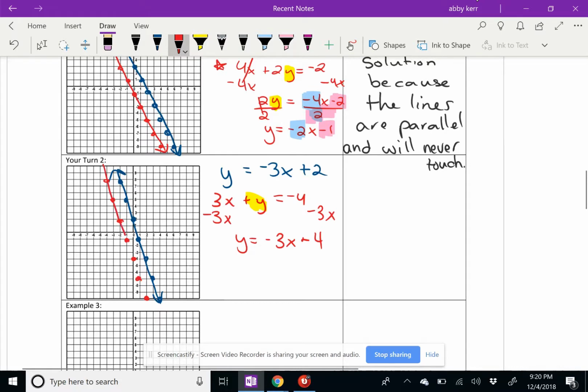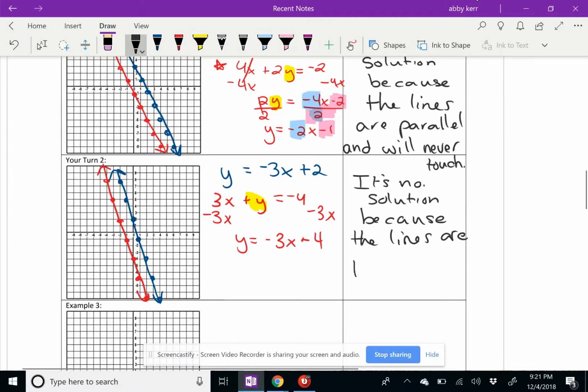And then you draw your lines. Once again, same slope. This slope is -3. Two different y-intercepts. The blue one is 2. The red one's -4, which in this case are different. So it would be no solution, because the lines are parallel.